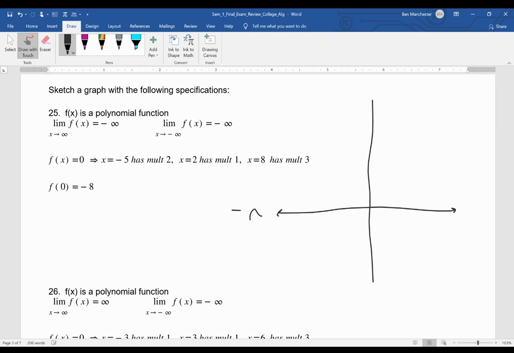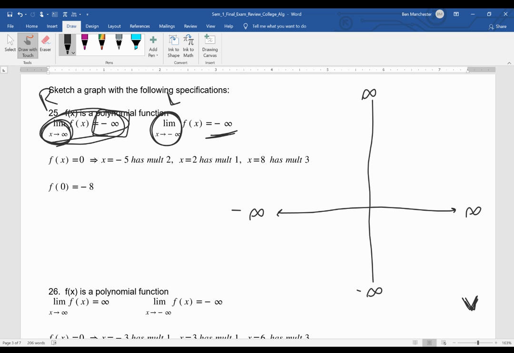Remember, this is the negative infinity on x. This is positive infinity. Positive infinity is up on y, and negative infinity is down. The first thing we're talking about are the end behaviors. When x goes to infinity, so this is talking about the right side of your graph, we're going to negative infinity. In other words, the graph is going down on the right side. And on the left side of the graph, when x goes to negative infinity, the graph also goes down. So negative infinity on the left and negative infinity on the right.